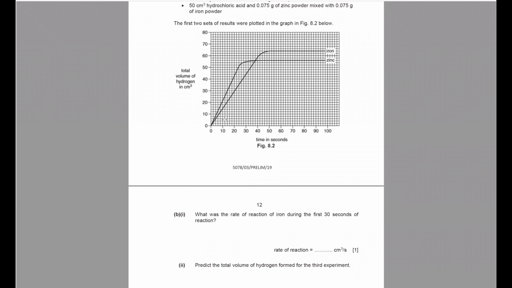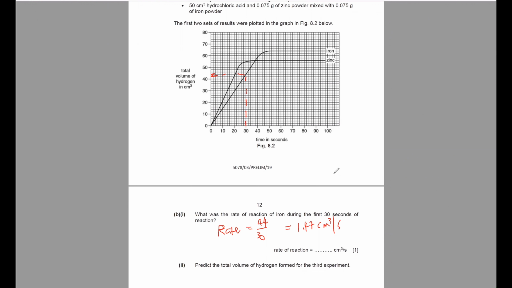Okay, with that, let's look at the question. They say, what is the rate of reaction for the first 30 seconds for iron? So you will go to the first 30 seconds. Then you read this reading. So it's about 44. So rate would be the gradient of that line, which is just 44 divided by 30. So it's 1.47 per second, like this.